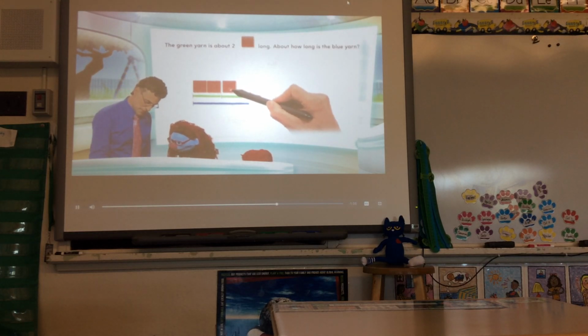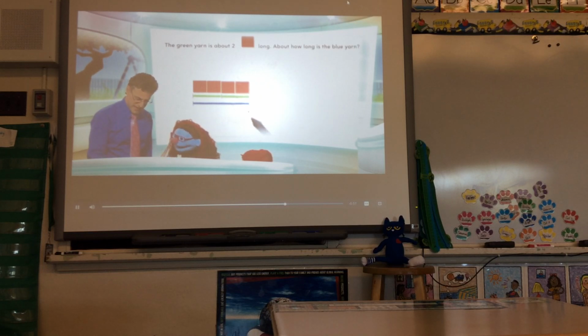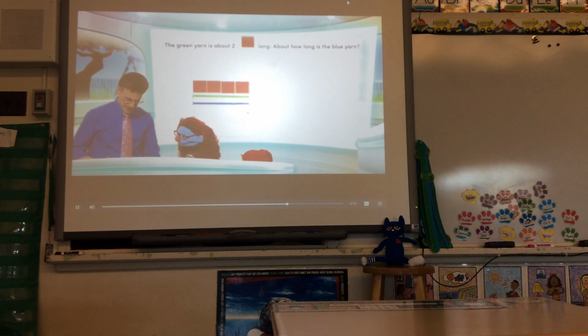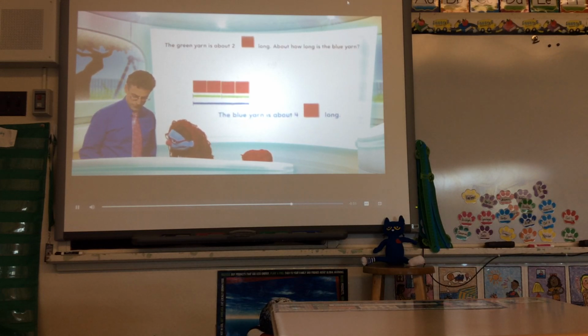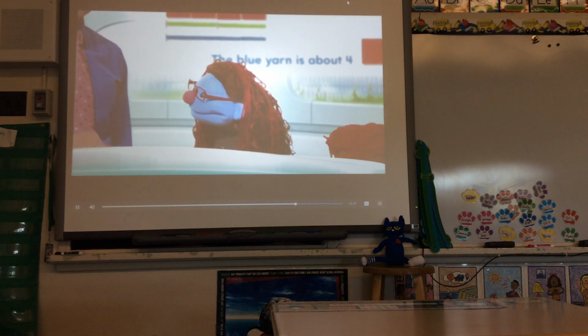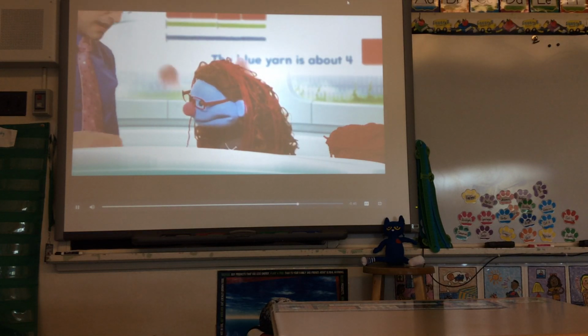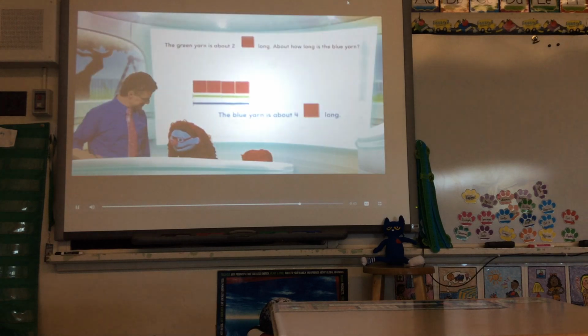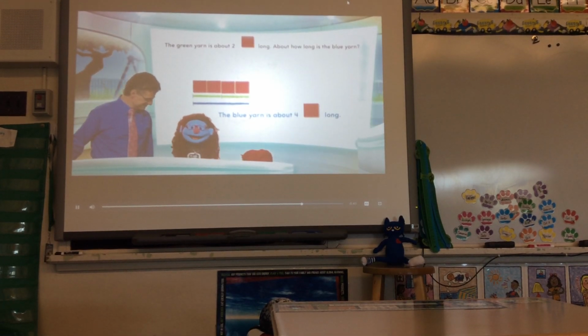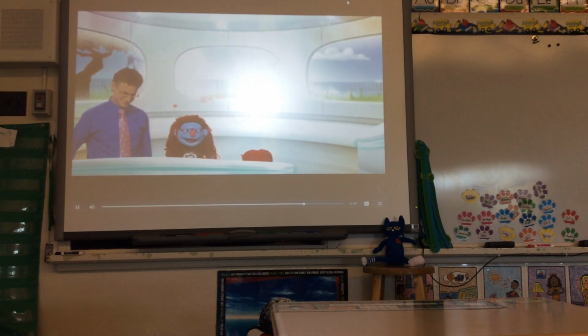Let's just see if that's right. So here's a third one, and then here's a fourth one. Look how it matches perfectly with the length. So just knowing the information we were given, the blue yarn is about 4 red color tiles long. We can see that because we compared it to the green one, which we knew was 2, and 2 and 2 is 4. The blue yarn is about 4 color tiles long.